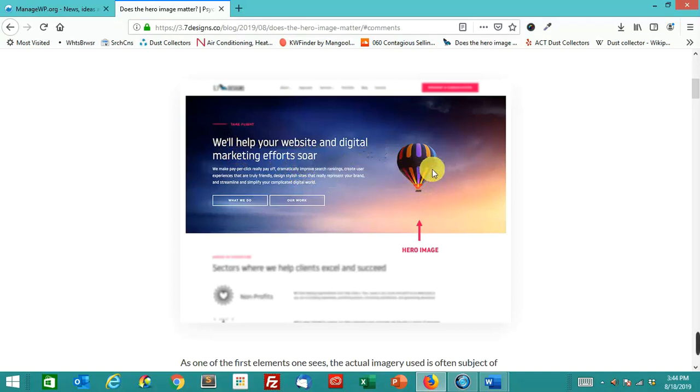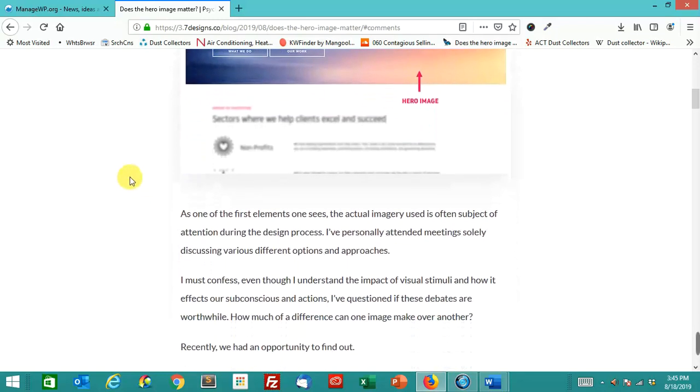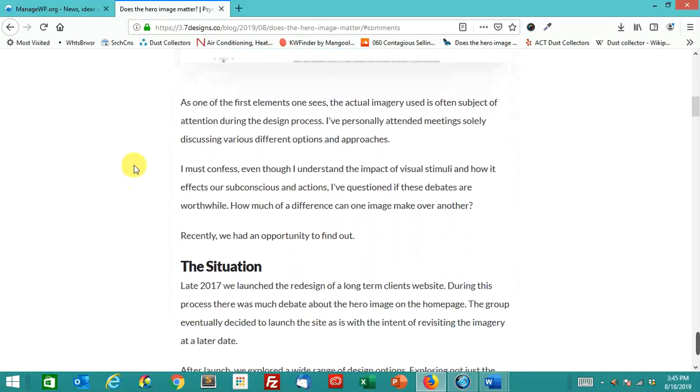Have a picture of a balloon, the text over here to the left, call to action buttons to the left. And again, most people read in this F shape, where they read the top corner and then over to the right and then down. So the headline here, call to action buttons, image over here. It's a metaphor for making the effort soar. Oh, the balloon goes up. Okay.